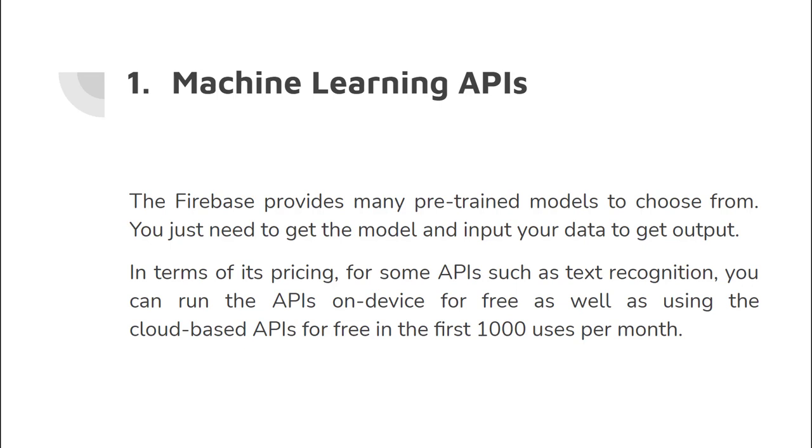And the second approach is to use connectivity and to use cloud-based APIs. And in terms of pricing, you can run APIs like text recognition for free for on-device use, and you can use cloud-based APIs for free for the first 1,000 uses per month.